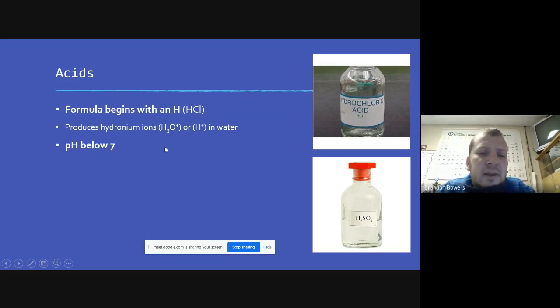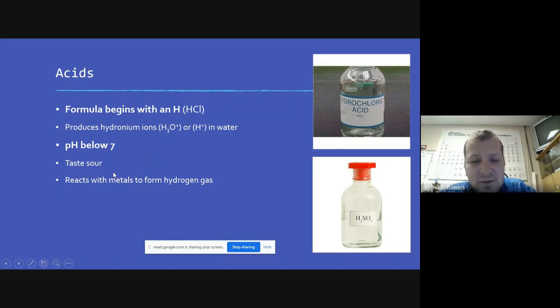And on a pH scale, tomorrow I'm going to try to take a video of a lab where we analyze the pH values of different substances. All acids have a pH below 7. Acids also taste sour, they react with metals to form gas, and they can be corrosive. Those are some of the big takeaways for acids.